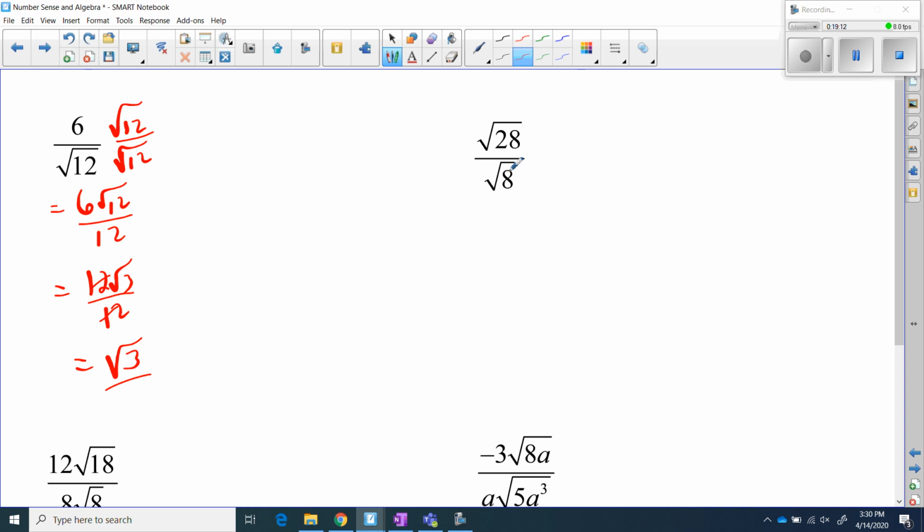Now, don't get fooled into this one. Here, radical 28 divided by 8 does not go evenly. So what we're going to do is reduce 28, 4 times 7. So 2 root 7. 8 is 4 times 2. The square root of 4 is 2, radical 2.